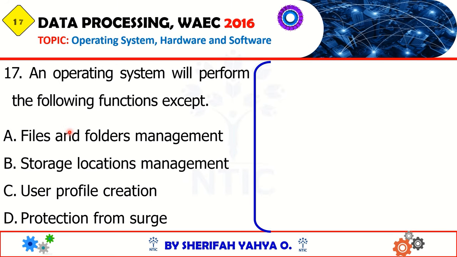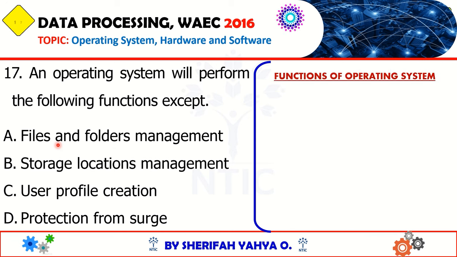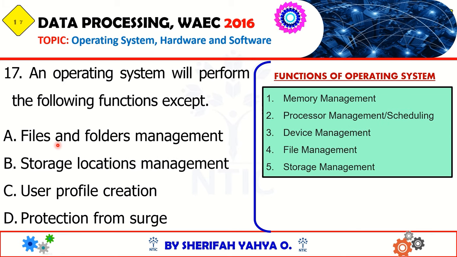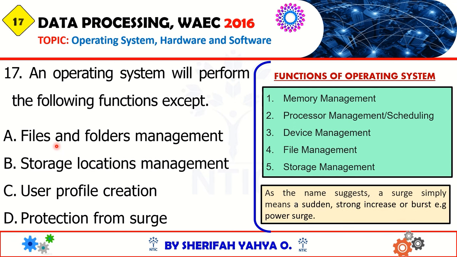17. An operating system will perform the following functions. Before we will be able to know which of these options is correct, we have to know the functions of an operating system. Functions of an operating system: one, it manages the memory, the processor, device, file, and storage. Then when we look at the options, A says files and folder, storage location, user profile creation. Of course, an operating system equally does that.